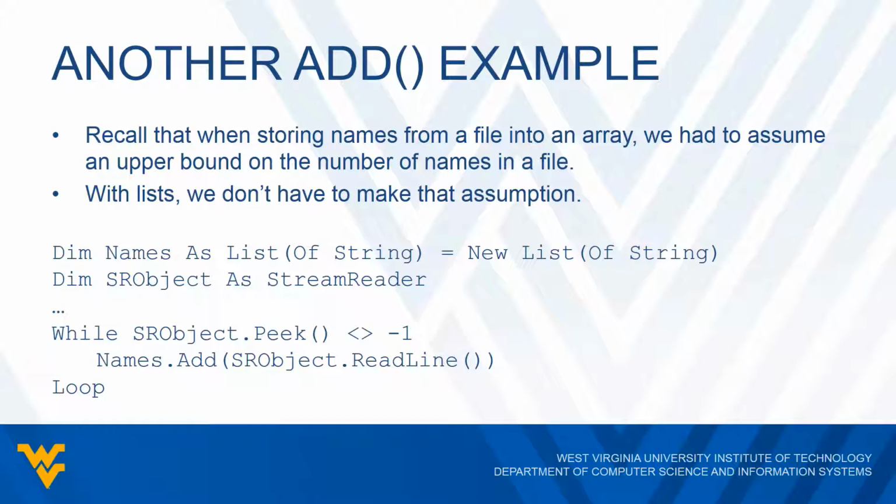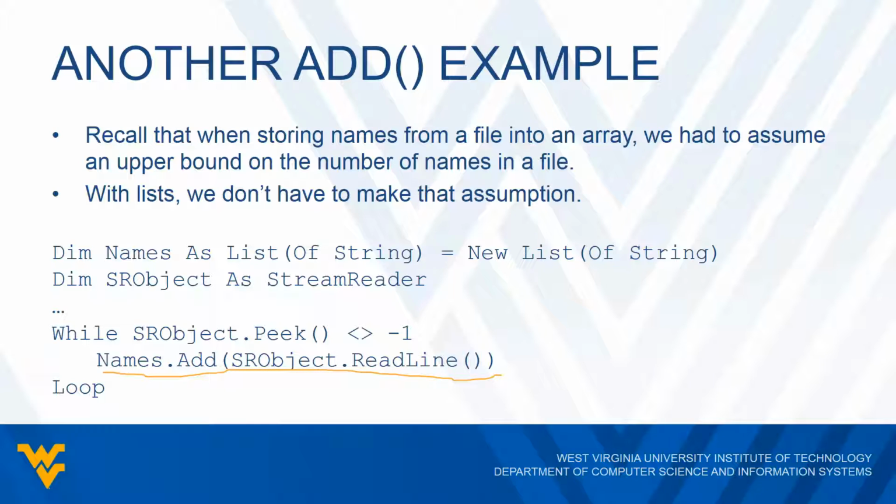So here's the same code from before where we would create a list, though. That's the difference. Instead of creating an array of names, we would have a list of names. So we have dim names as list of string equals new list of strings. So that creates a list of strings. We have our stream reader, so SR object. We would do some file stuff a little bit. And we have our while loop, where this does the same thing as before. The only difference now is that we're going to add the item that's read from our file into our list. So this line right here will take care of that.